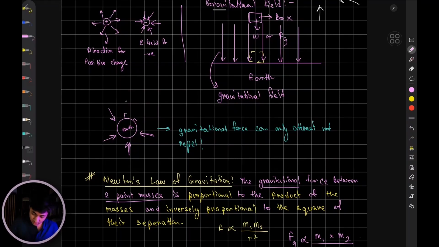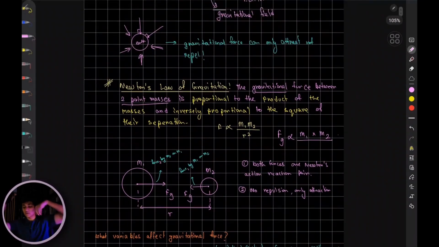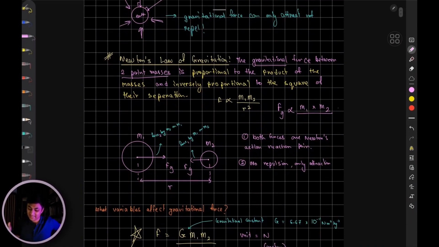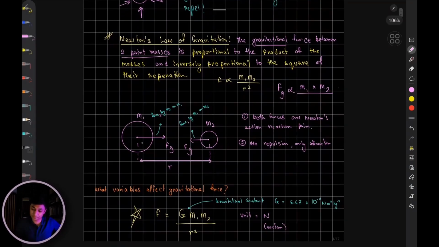Anyways, coming back to Newton's law of gravitation. What we had figured is that the force is proportional to the product of the two masses and inversely proportional to the square of the separation, that is, the distance between the two masses.